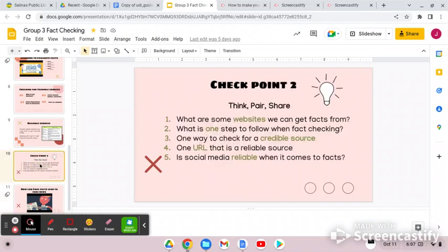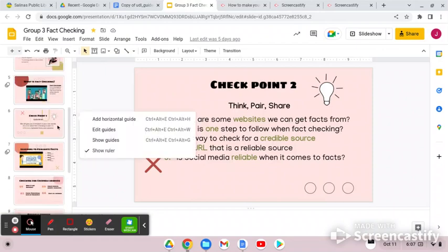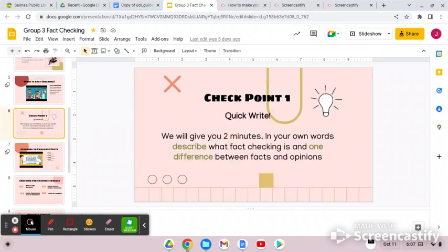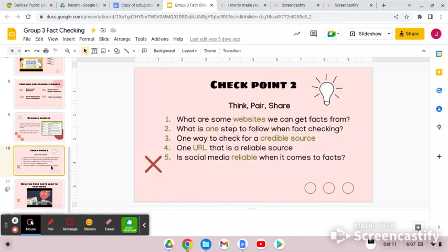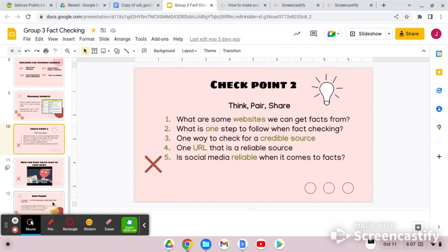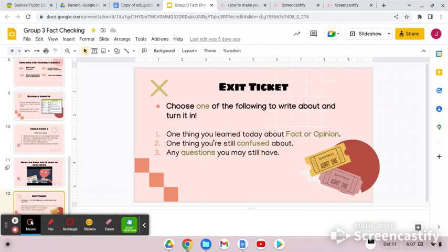So the first checkpoint consisted of a quick write that demonstrated their learning between the difference between facts and opinions. The next one was a think, pair, share. And the third one was an exit ticket that they were able to show us if they learned anything and anything they were confused about or any questions in general.